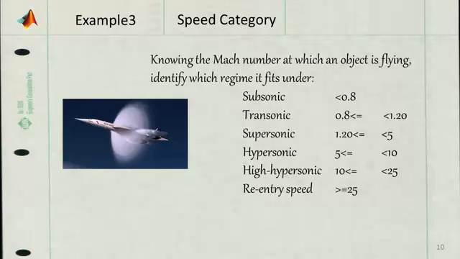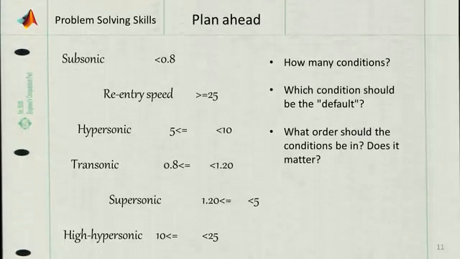Knowing the Mach number at which an object is flying, identify which regime it fits under. So you have subsonic, transonic, supersonic, hypersonic, high hypersonic, and re-entry speed. These all have their boundaries. We are given the Mach number, but we need to find the regime. My first question is, how many conditions do you see?